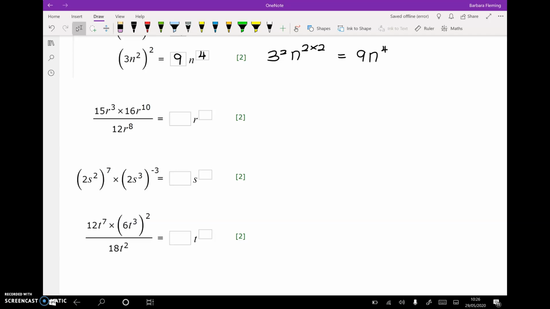So let's deal with that top one first. So we've got 15 times 16.